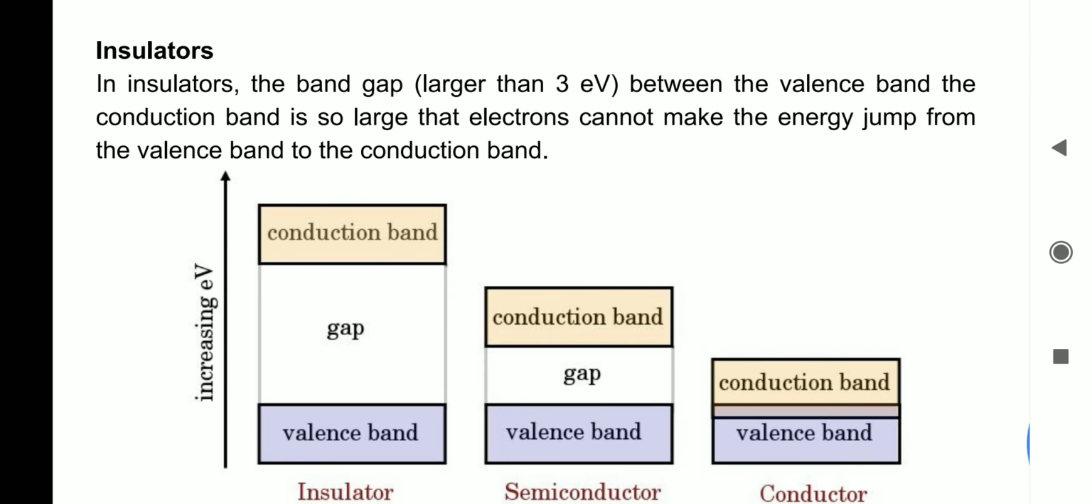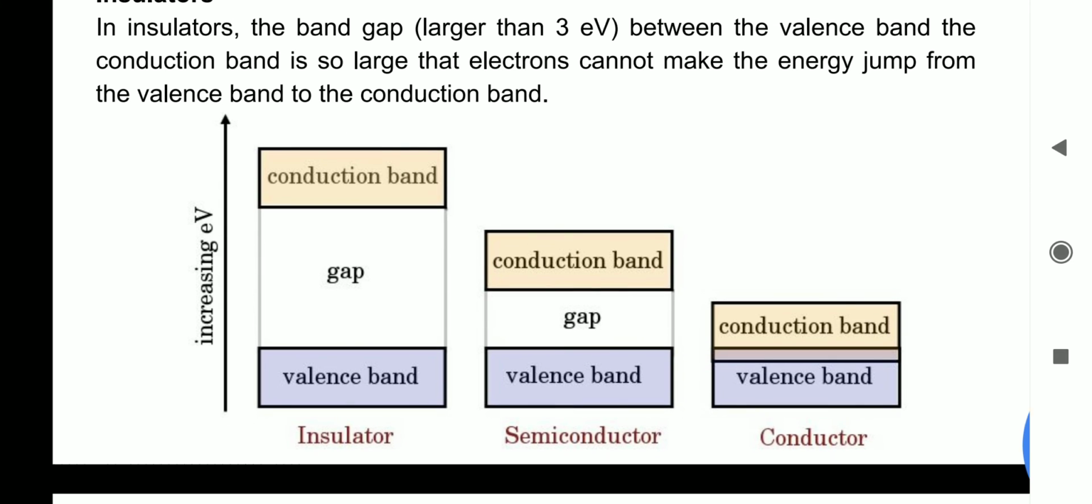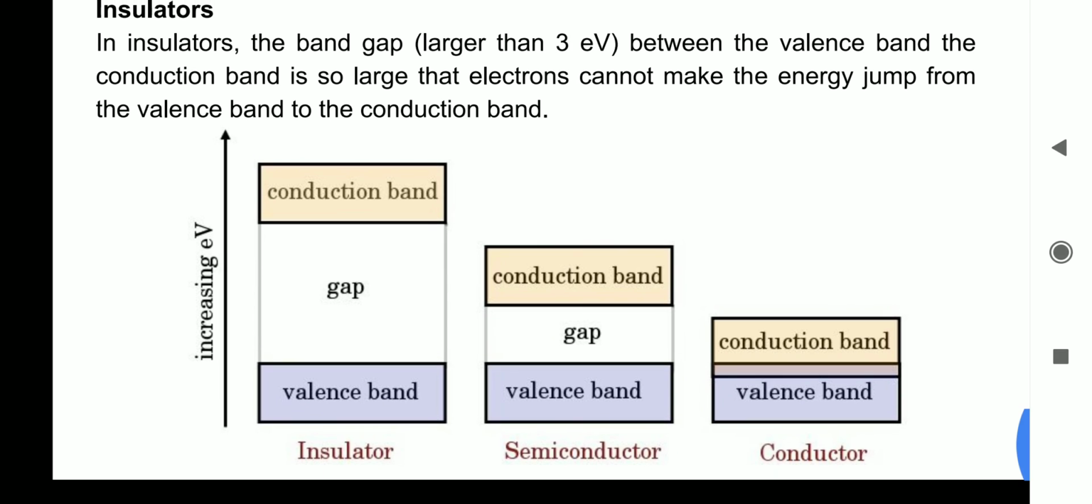Now what are insulators? They have a huge band gap, larger than 3 electron volts, between the valence band and conduction band, and in this case the conduction of electrons is not at all possible from VB to CB.